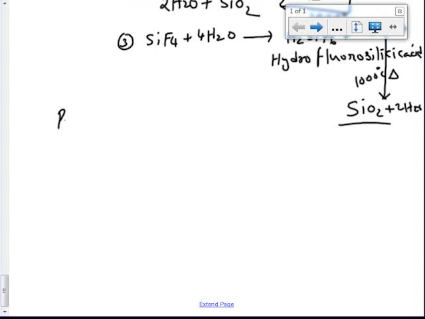See the properties. SiO2 you can simply feel as rock or sand. It is insoluble in water.